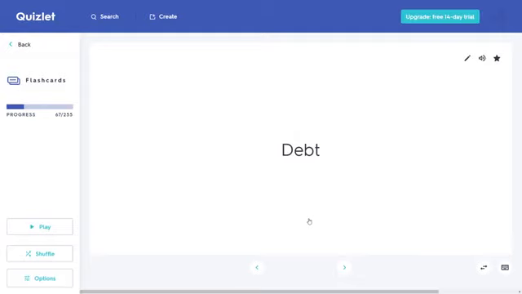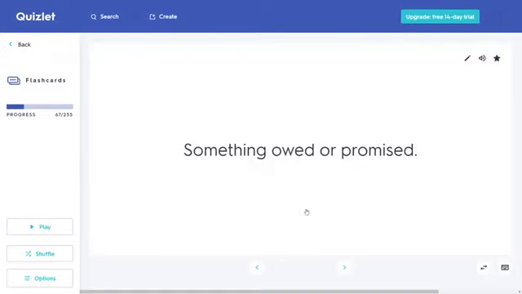All right. Hopefully, you guys are familiar with this term. Hopefully, you guys aren't too familiar with this term, if you know what I mean. So, debt. Debt is just something owed or promised. It's pretty self-explanatory. If you owe something to someone, you have debt. It's as simple as that.